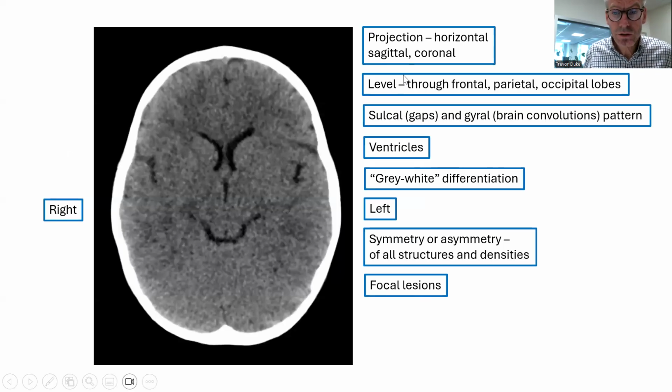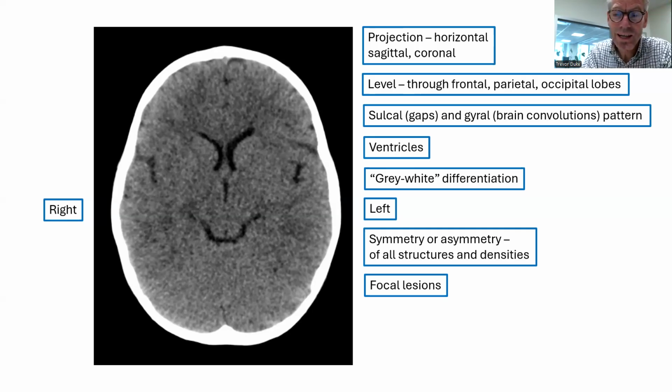So let's go through some important aspects of reading a CT, and as I said, it is transferable to other regions of the body that you might do a CT. Firstly, you need to know what projection the CT is. This is a horizontal projection, but there's also the sagittal projection and the coronal projection. I'll show you some of those. Sagittal is cut down the middle, and a coronal projection is cut that way.